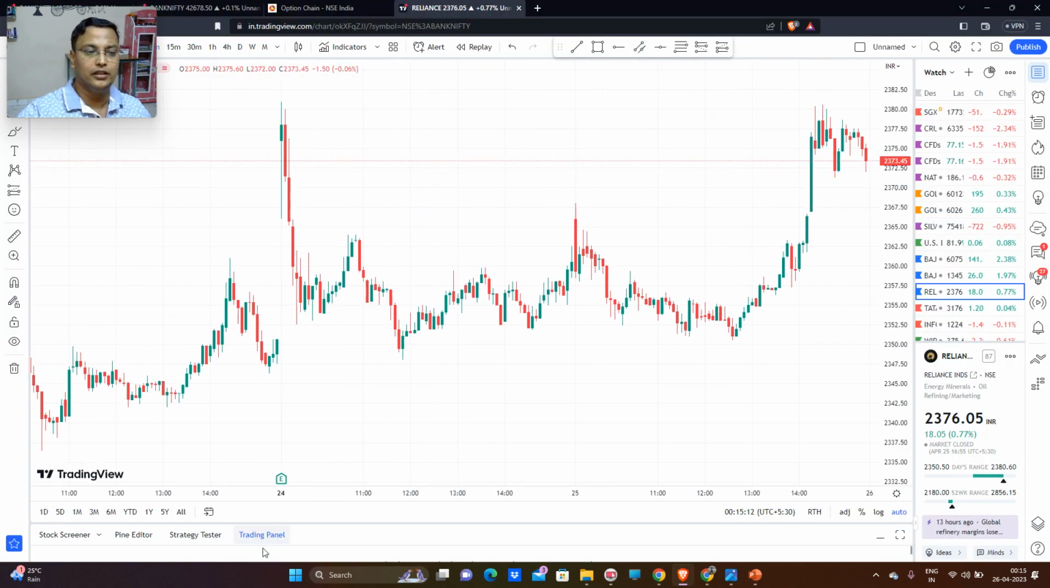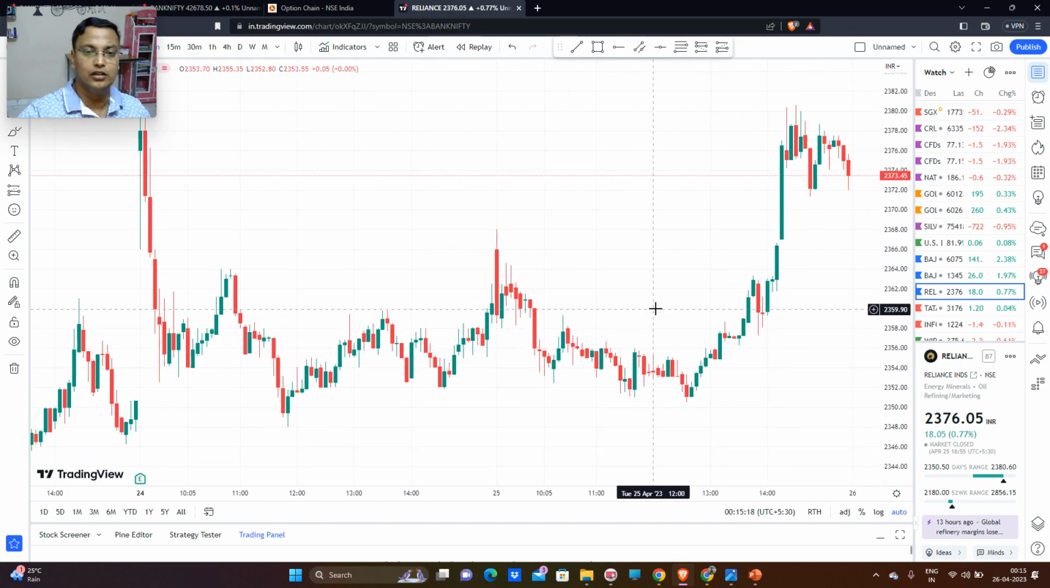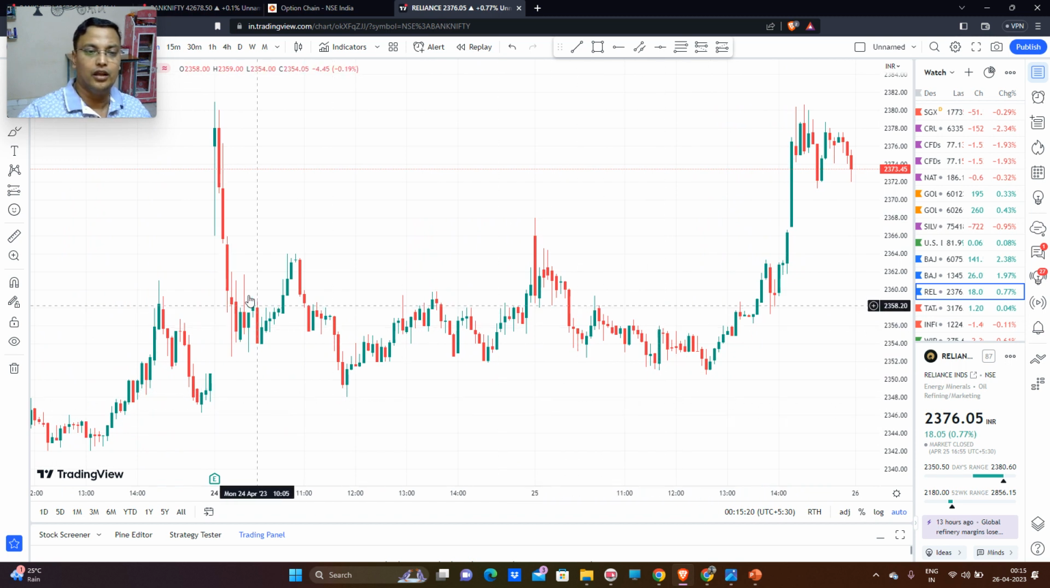You can directly type tradingview.com, or you can install the app on your Android mobile or Apple iPhone. And you can see this chart. Or those who have opened an account in ZERODHA or DHAN, then they can see that in the ZERODHA app or DHAN app. And those who have not opened an account, please open an account.